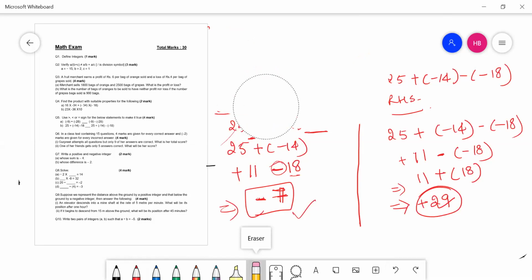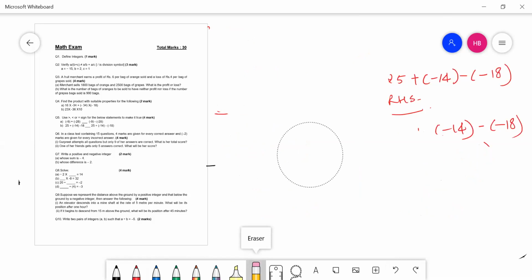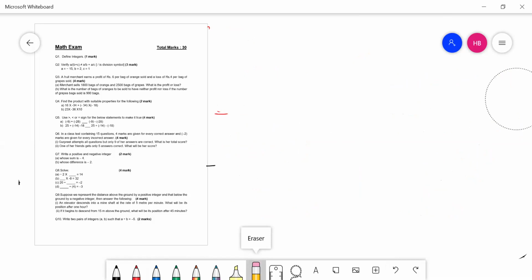In question number 6, I'm going to write all the given parts of the first and second question at one go, so that I'll get some space to solve here. So let's do question number 6.